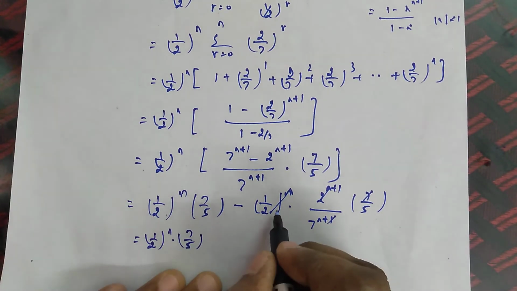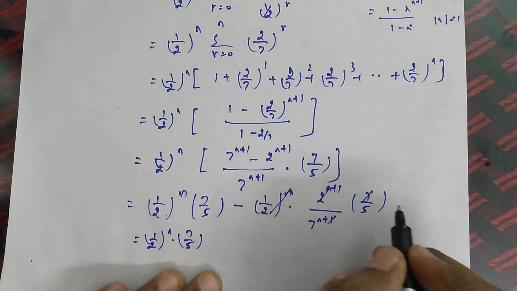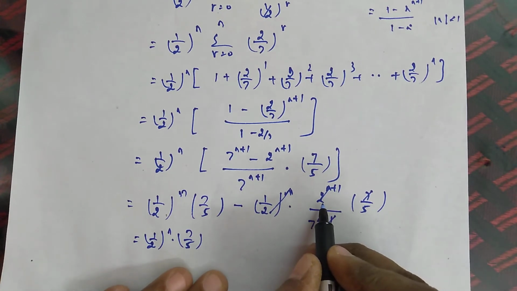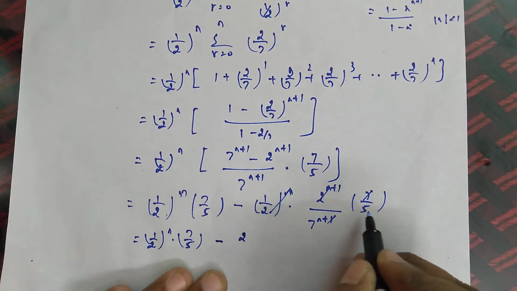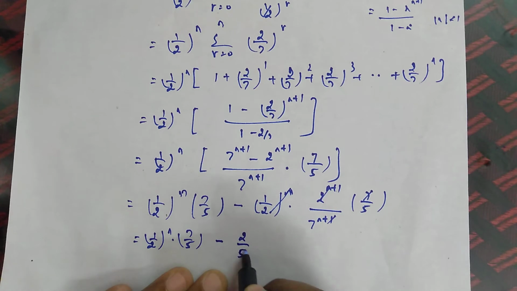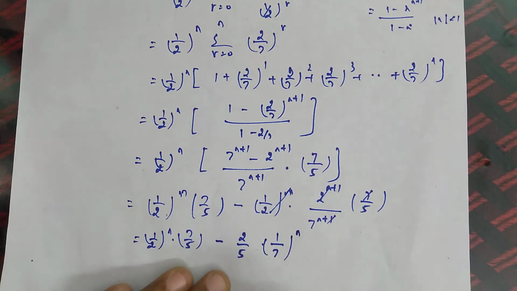Okay, and here it is 1 by 2 power n and 2 power n, we can cancel. So what is the remaining in the numerator? Remaining is only 2, so minus 2. Here we have by 5. So 2 by 5 into, here we have only 1 by 7 power n. That can be written as 1 by 7 power n.